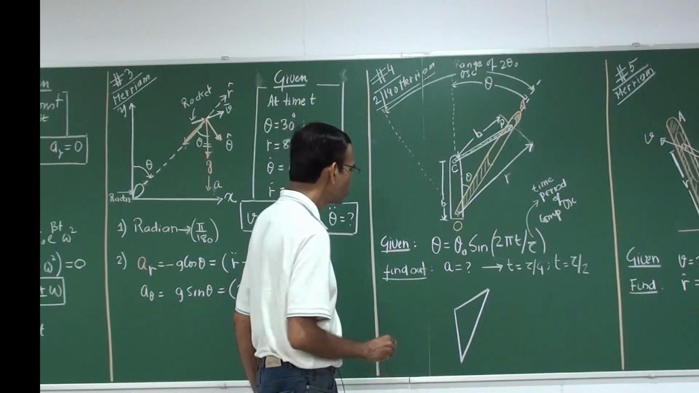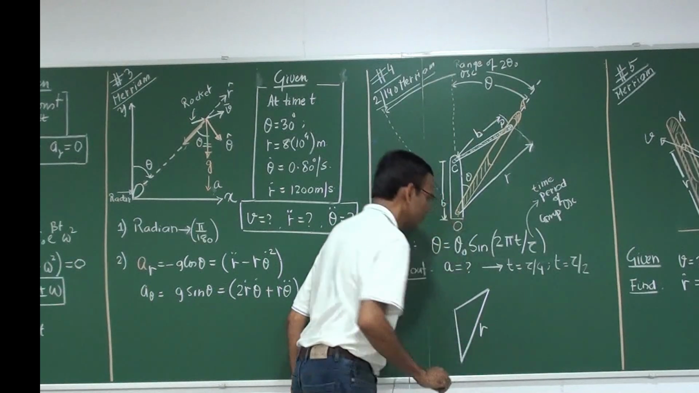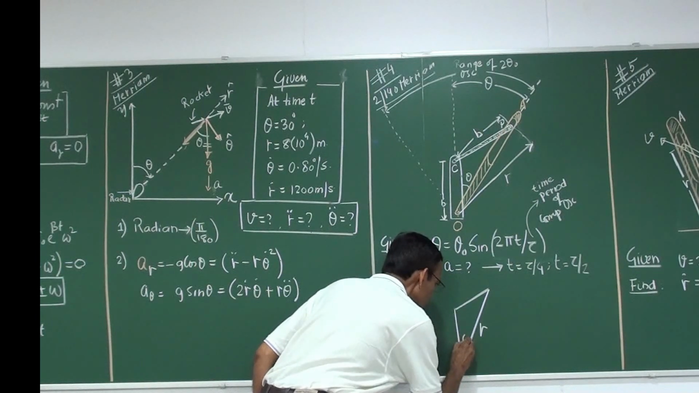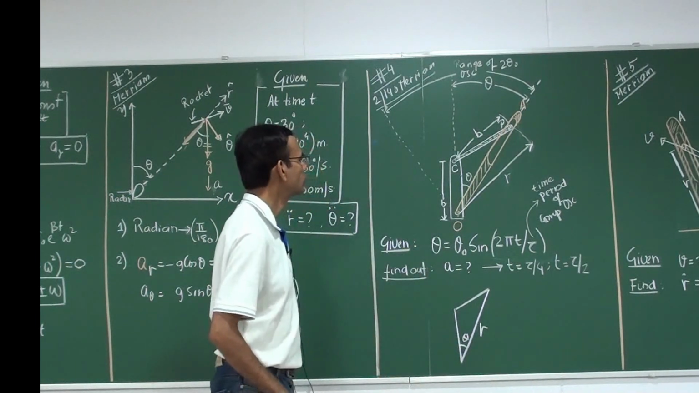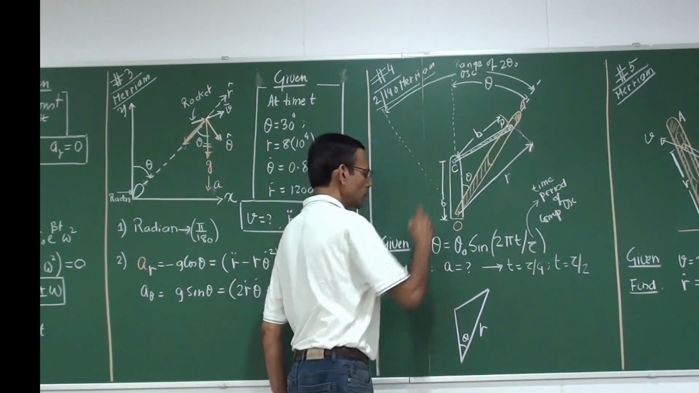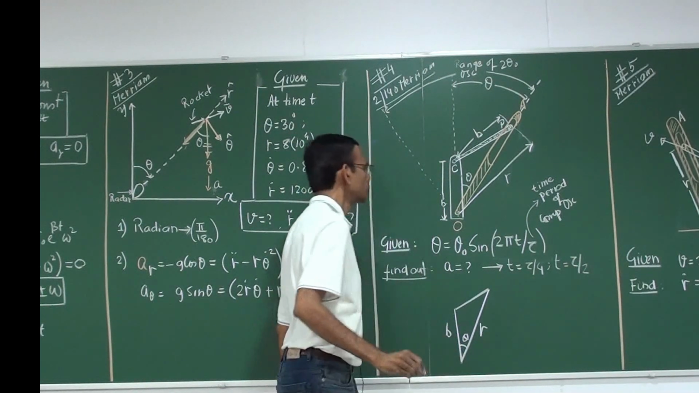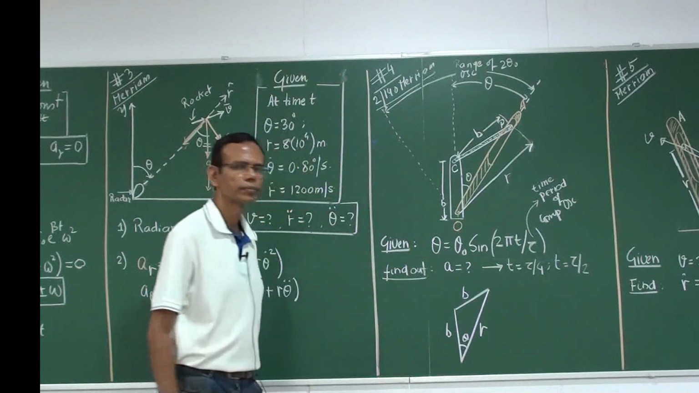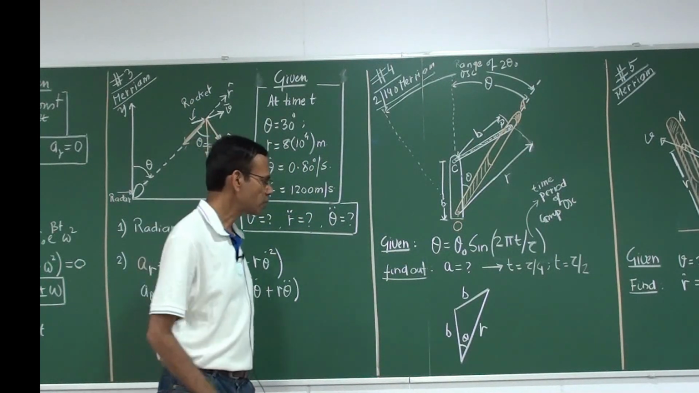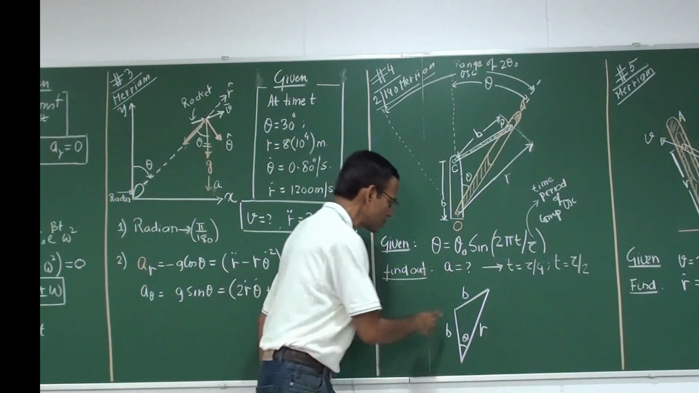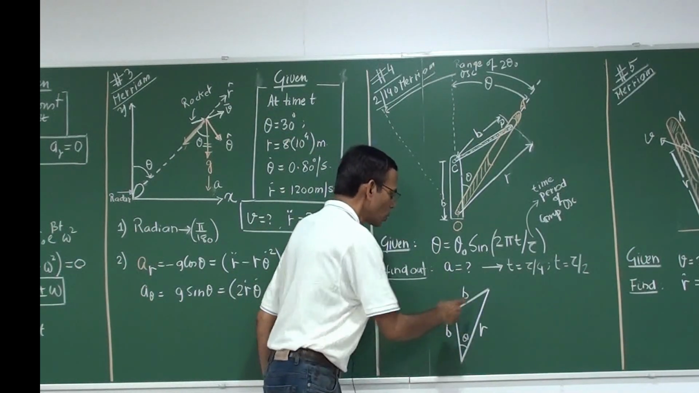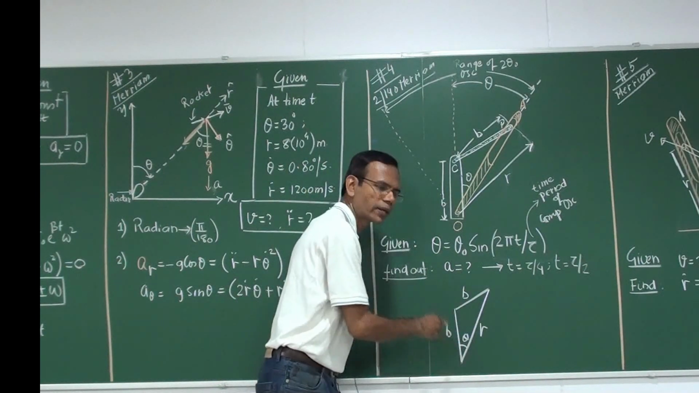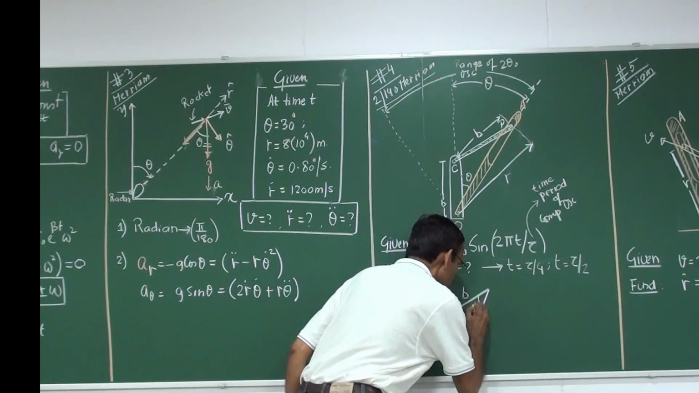Now, this length is your R, here this is your theta, this length is B, this length is also B. Now as you see, this is simplified. This is B, this is also B. So what should be this angle? This is an isosceles triangle. So this angle is also theta.